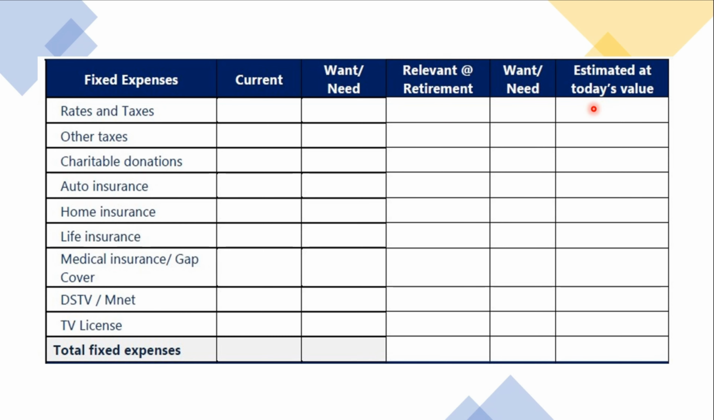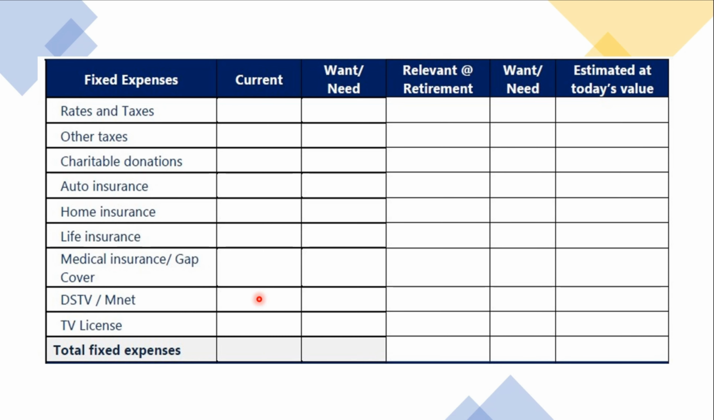Estimated at today's value. Now, I know I will be paying less because I'm older. Any other taxes? Charitable donations. Do I give to a church or a charity? Auto insurance for my car, of course, if I have a car. Home insurance, life insurance, medical insurance or gap cover. Now, that's the difference between what my medical aid pays and what the doctor charges.